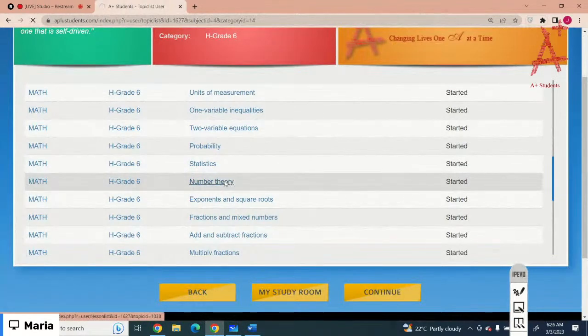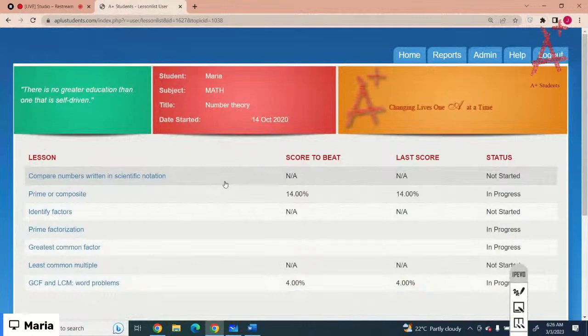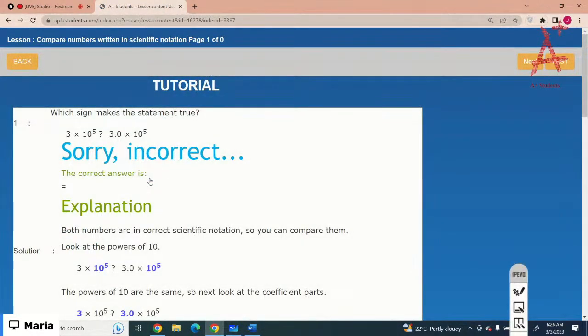Let's just start with the next chapter, that is number theory. The first lesson is comparing numbers written in scientific notation. So let's start with the first lesson. Which sign makes the statement true? You have to compare both the numbers. They are written in scientific notation. Scientific notation means whenever you have numbers written in this form, 3 times 10 exponent 5, in exponent form, that is scientific notation.